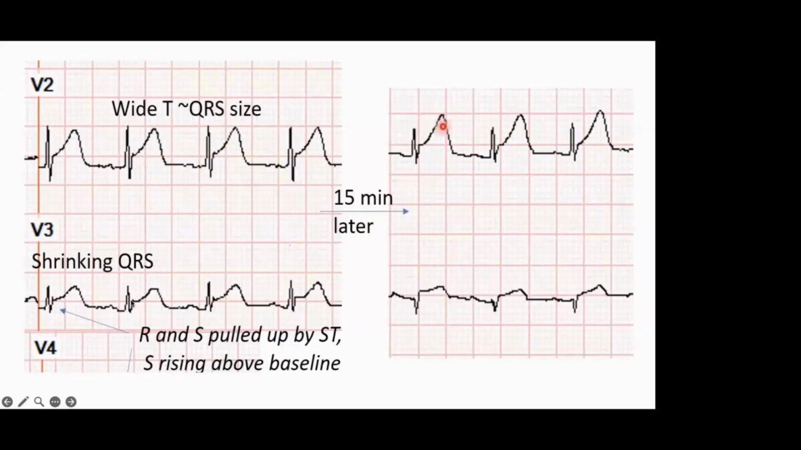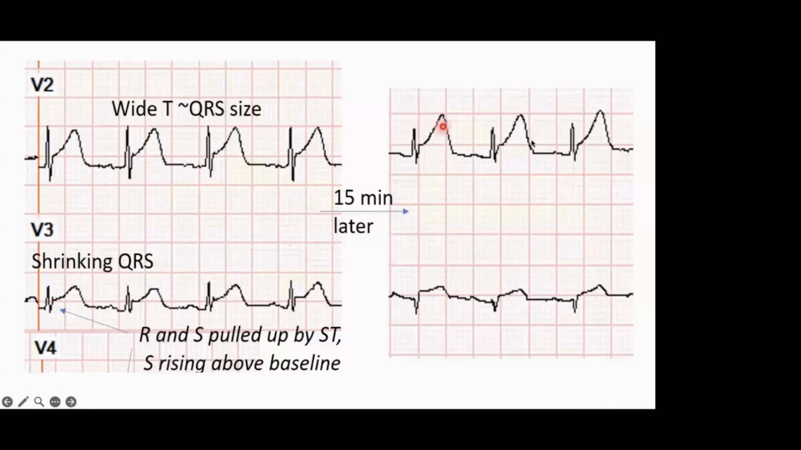You can see the J point, this S wave. You can see the S wave here. In this ECG after 50 minutes, this S wave is being pulled up, and the T wave is going high, and the QRS height is coming down. If this happens, this is an evolving MI.